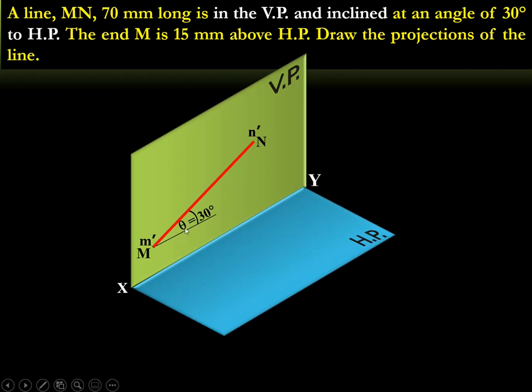To obtain the top view of the line capital MN, we need to observe the line from the top and the line needs to be projected onto the horizontal plane. The projected line on the horizontal plane can be called its top view and the top view must be denoted using the corresponding lowercase letters mn. Since the line capital MN is in the vertical plane, its top view is obtained on the XY line itself.